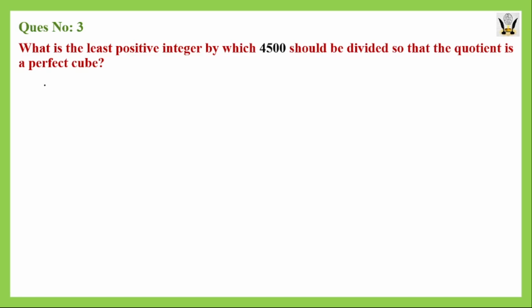The next problem says: what is the least positive integer by which 4500 should be divided so that the quotient is a perfect cube? So here this is a problem of division where 4500 will be taken as the dividend, and the value of the least positive integer that we are going to find, by which we divide 4500, will be taken as the divisor. And the quotient, which is supposed to be a perfect cube, we need to also keep in mind.